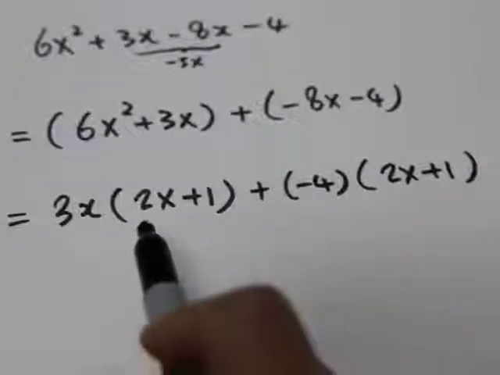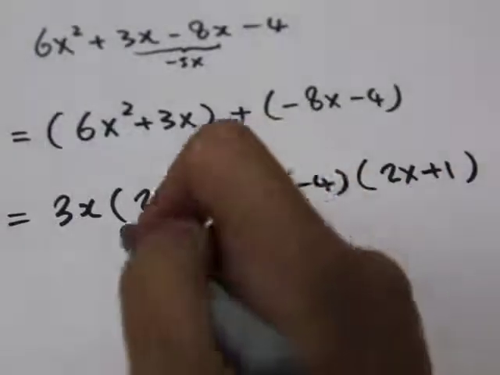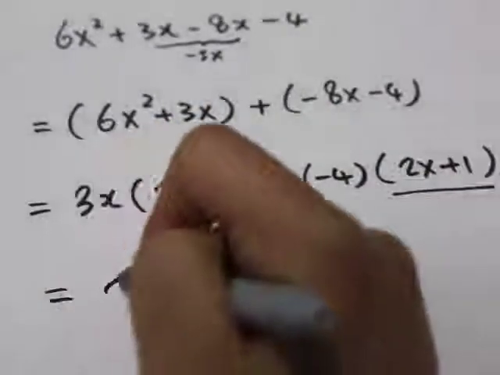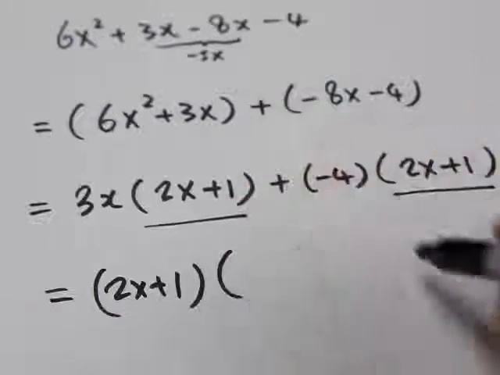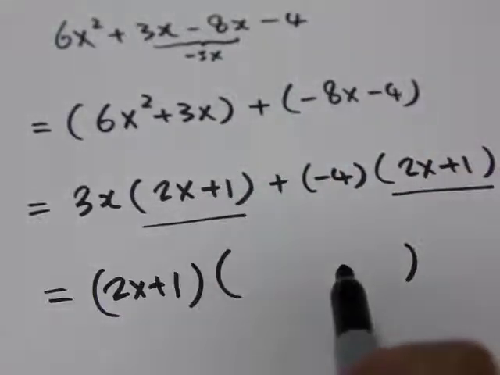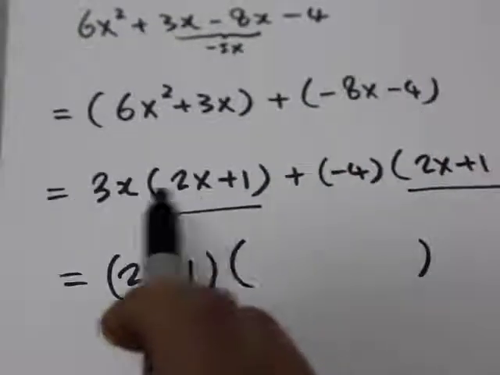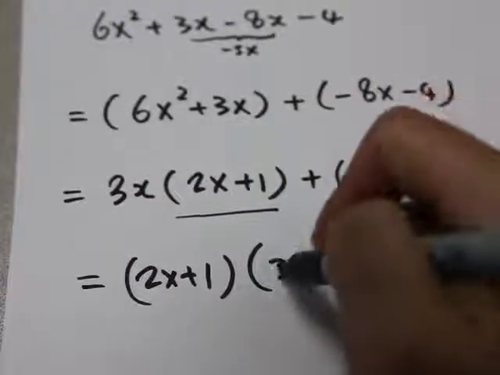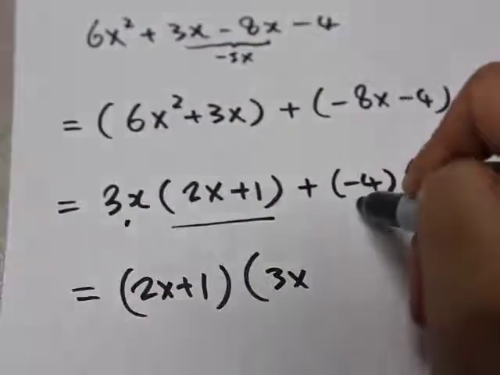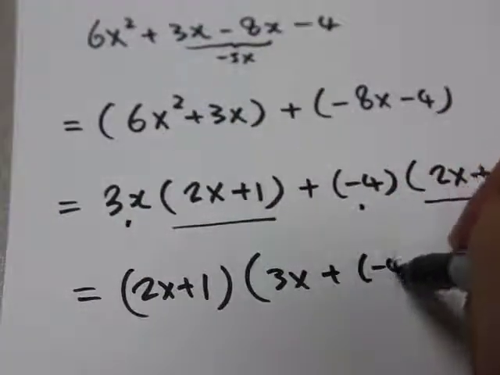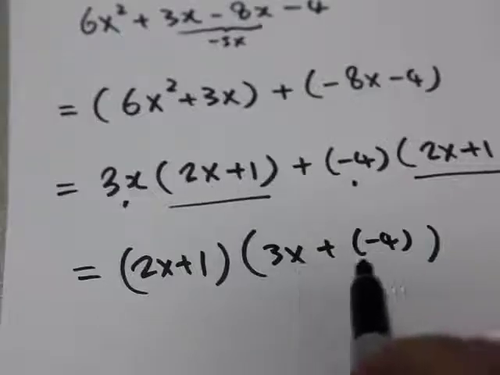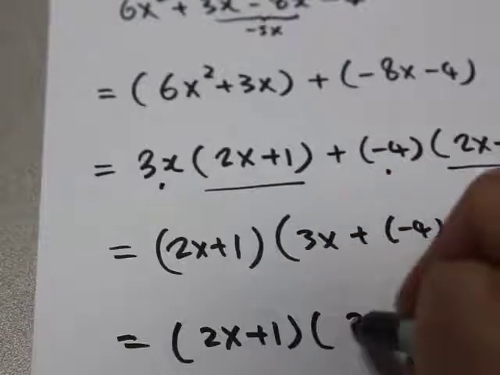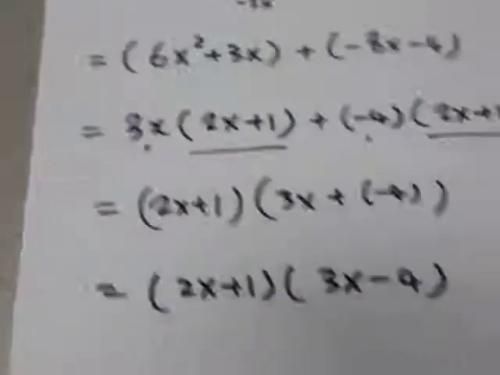Now we have a common binomial in our result, right? 2x plus 1. So we factor out this common binomial. And remember, after that, in the second factor, we should have two terms, right? Because originally we have two terms. This is the first term, and this is the second term. So we should have 3x, right? And plus -4. We are left with these two terms in the second factor. So the result is 2x plus 1 times 3x minus 4.